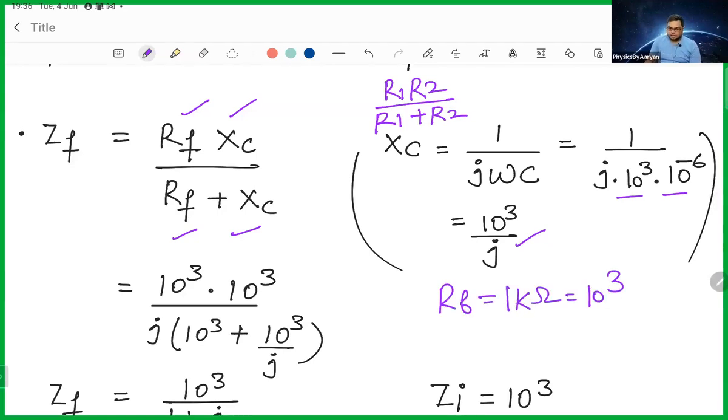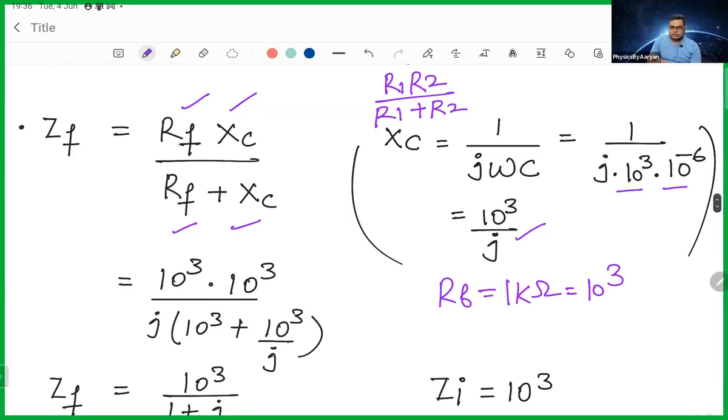So I put my RF, which is 10 to power 3. I put my XC, which is 10 to power 3 by J. Then I again put my RF, which is 10 to power 3. And then I again put my XC, which is 10 to power 3 by J.